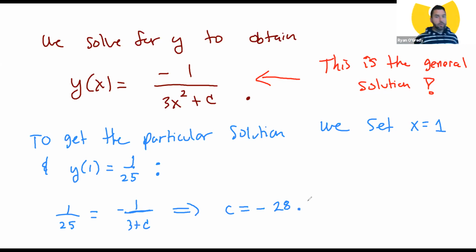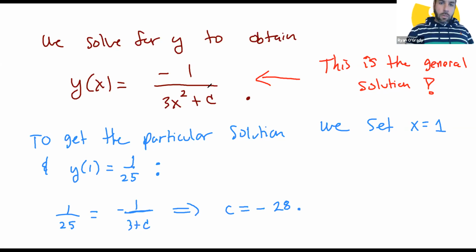So you could solve it the old-fashioned way, or you can just look at this thing and say, what do you need the denominator to be? You need it to be 25. So how do you get that? If you set c to -28, it's true. So I'm actually solving this for c by just recognizing the solution is somewhat obvious.